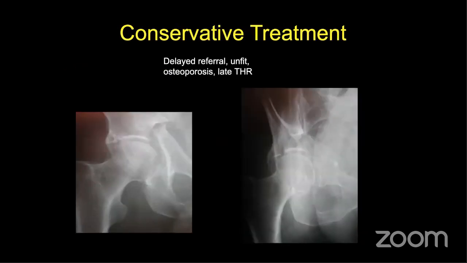Sometimes you have to treat conservatively because the referral is delayed or the patient is unfit for surgery. Some of these may get arthritis later on, and you may have to convert them into a total hip replacement. And it's not such a difficult job to do, even if you do have to do a total hip replacement. If you look at literature for all conservatively treated fractures of the acetabulum, the chances that you might need a total hip replacement later on is between 6 and 14%.